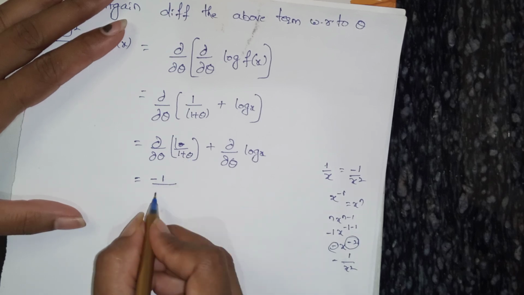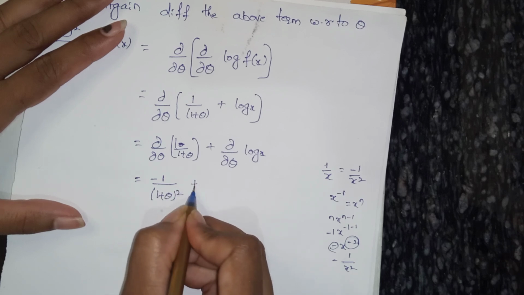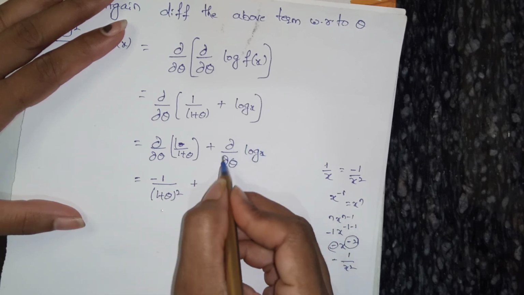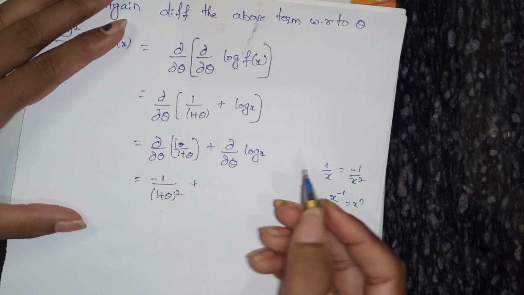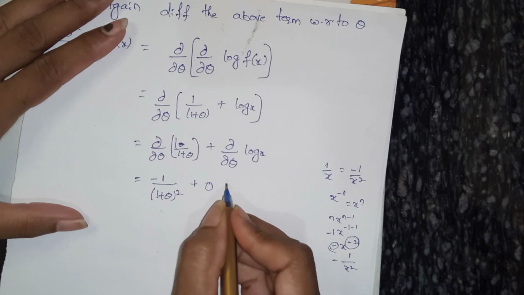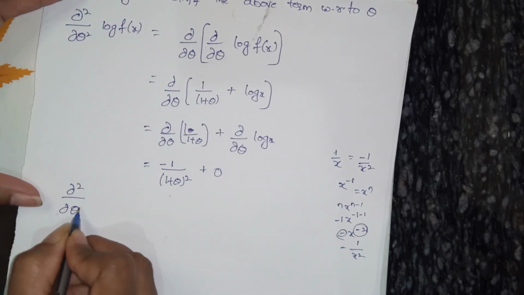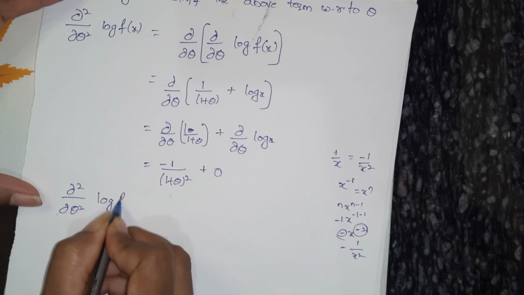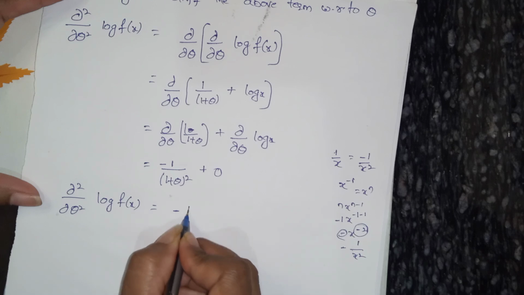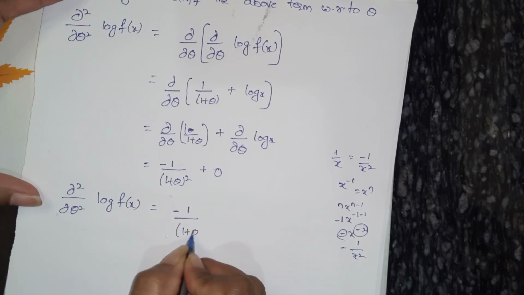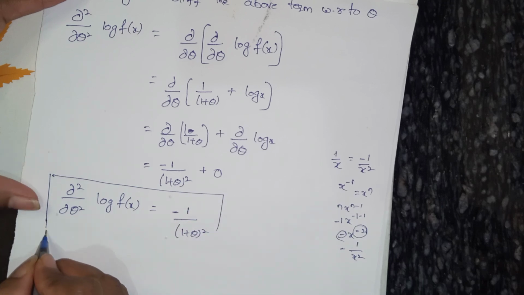In place of x what we are having? 1 plus theta whole square, plus, here we are not having a theta term. So that means this value becomes 0. Therefore dou square by dou theta square log f of x equals to what? Minus 1 by 1 plus theta whole square. So this is the value for dou square.